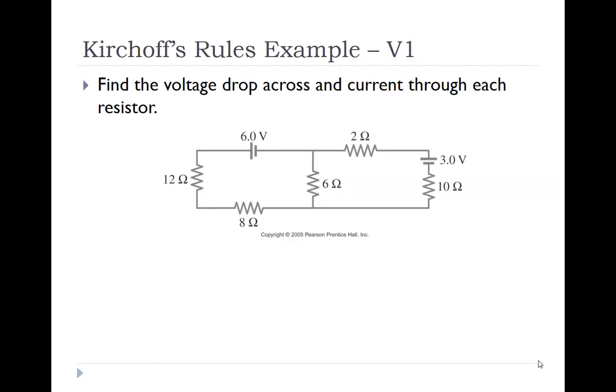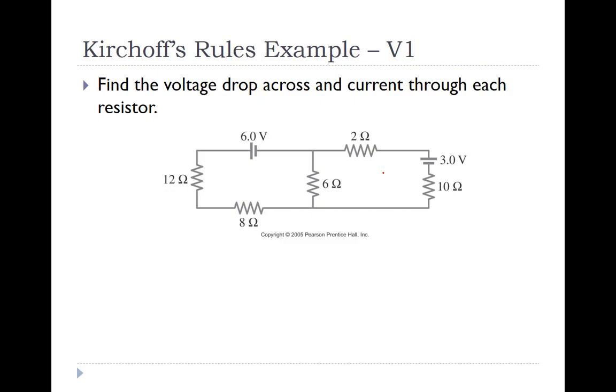Okay, so here is the circuit that we are going to analyze. We can see immediately that this is not a circuit we can do equivalent resistance on, because we have two batteries, a 6 volt and a 3 volt. We have, let me count again, 5 resistors on this guy.